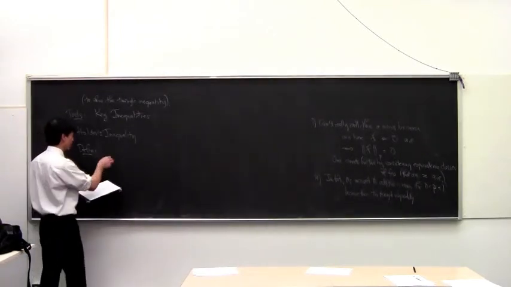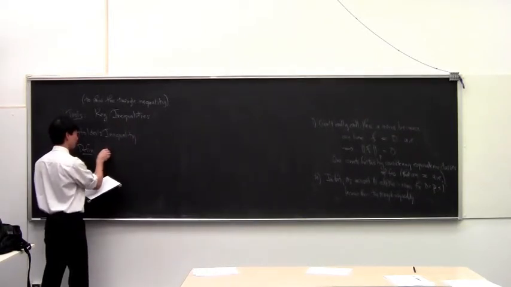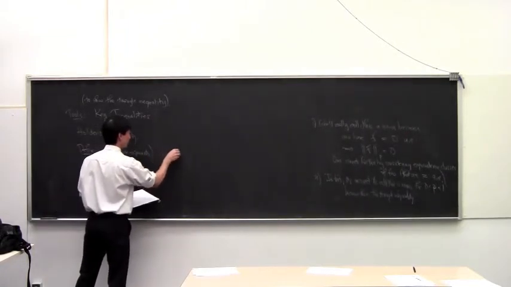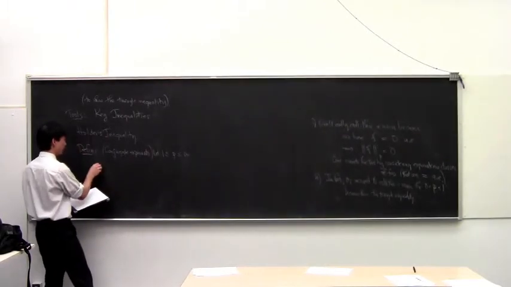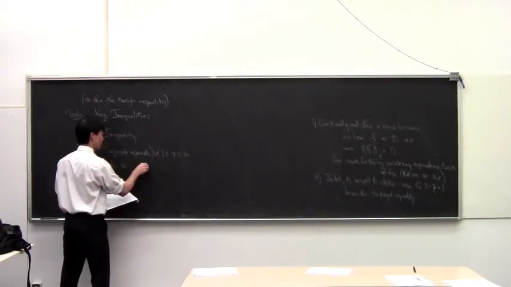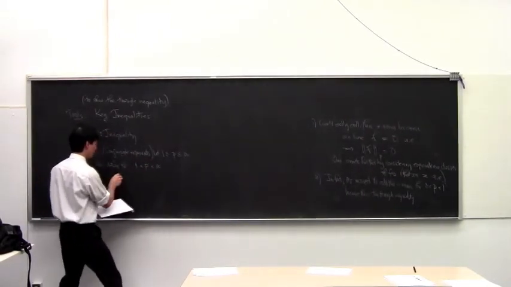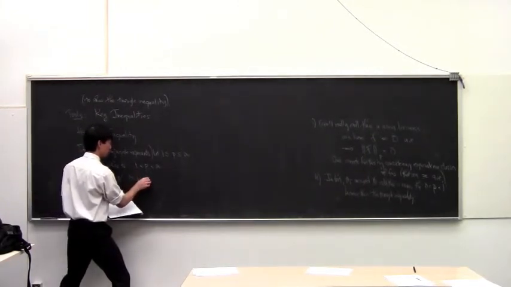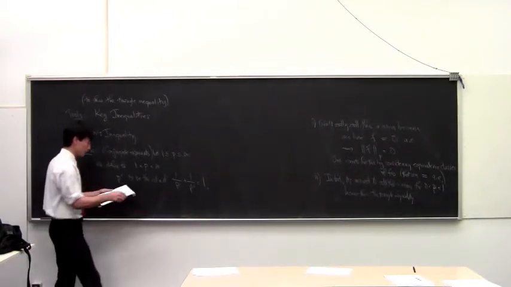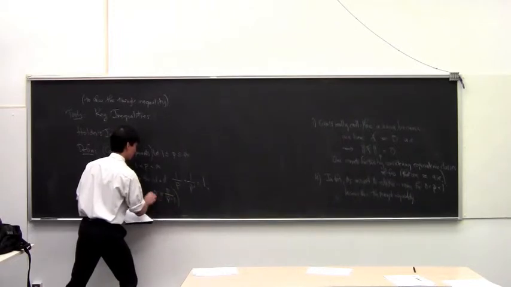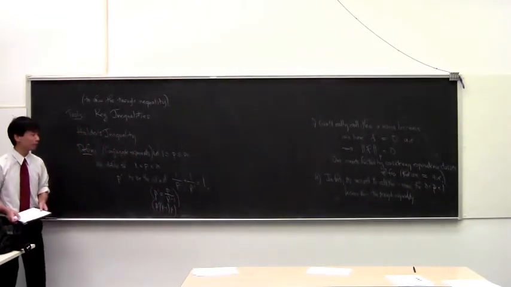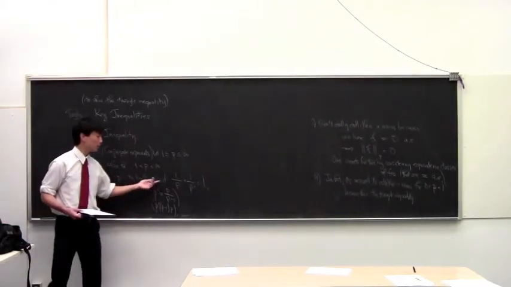To state Hölder's inequality, we need to introduce a notion. First is the notion of conjugate exponents. So you have some p between 1 and infinity. We define p prime to be the solution of 1 over p plus 1 over p prime equals 1. That is to say, p prime equals p over p minus 1. Or that p prime times p minus 1 is p. However you want to think about it. So p prime is the number that satisfies this.